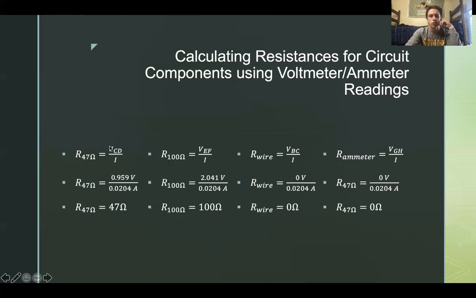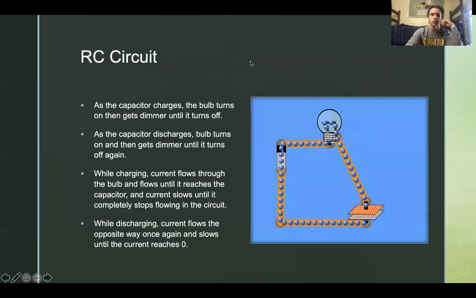We can use our results from the series circuit to calculate the resistances of different circuit components. We verified that our resistors are 47 ohms and 100 ohms using the potential difference at those locations divided by the current. We also verified that the resistance of the wire and the resistance of the ammeter are equal to 0 ohms, as they should be.